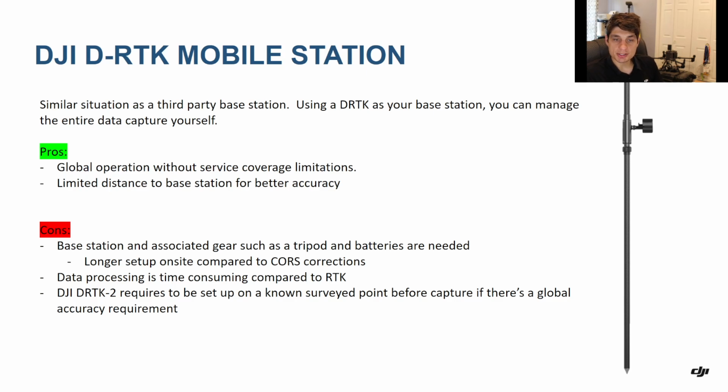Some of the cons, the one thing to highlight here is the D-RTK 2 requires being set up on a known surveyed point to be captured if you are looking for global accuracy. So you can get high relative accuracy not over a known surveyed point, but if you are looking to reference with global accuracy, of course you're going to need to set up the D-RTK 2 over a known reference point if that is the base station you're using.